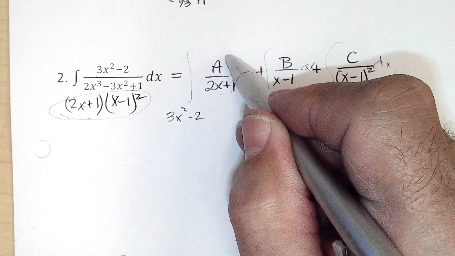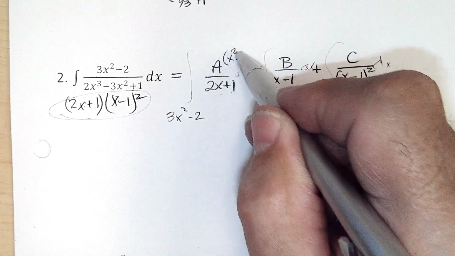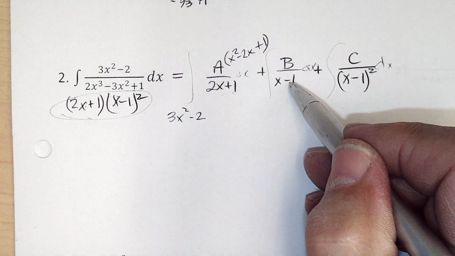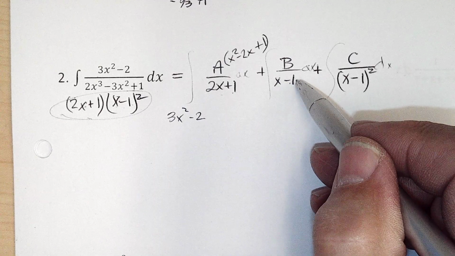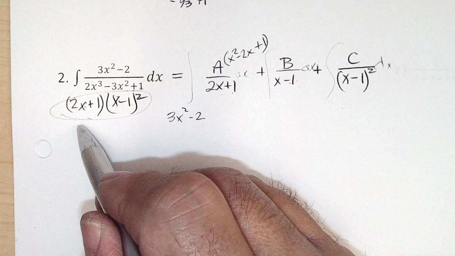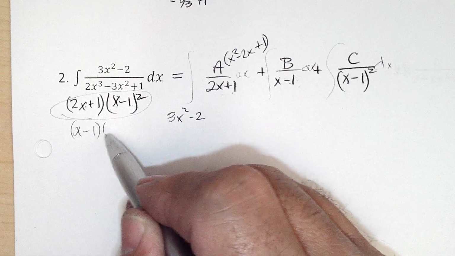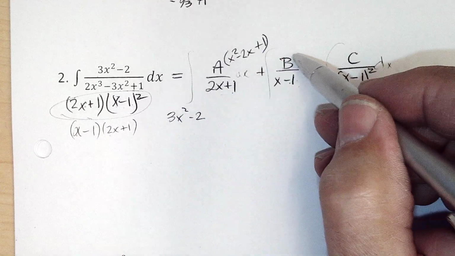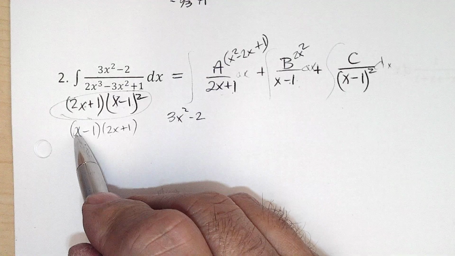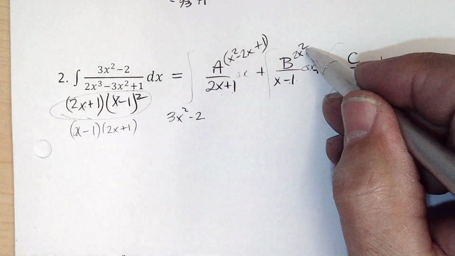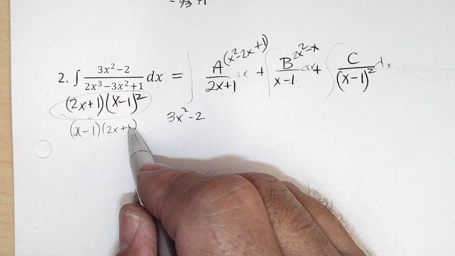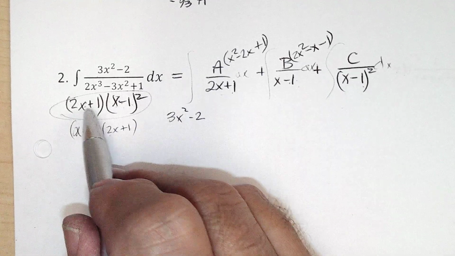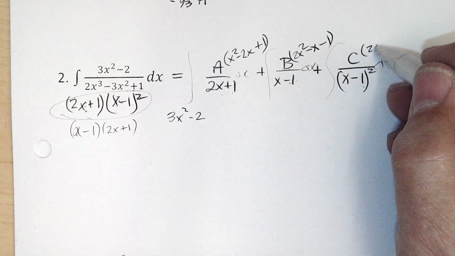I'm going to go x minus 1 times x minus 1, which is going to be x squared minus 2x plus 1. This is going to have to be times another x minus 1 and times a 2x plus 1. X minus 1 times a 2x plus 1, so that's going to be 2x squared plus x minus 2x, so that's minus x minus 1. And this one has this, so all it needs is the 2x plus 1.